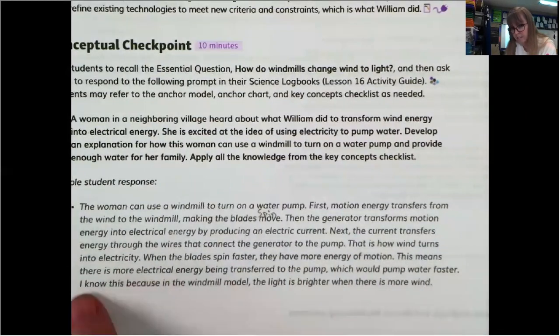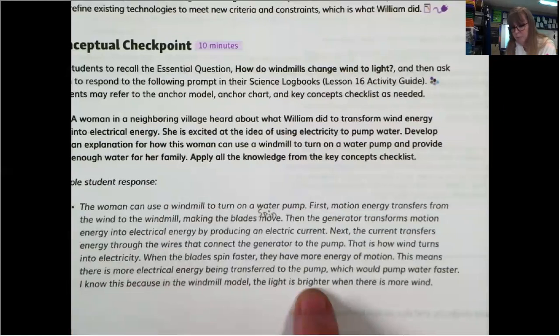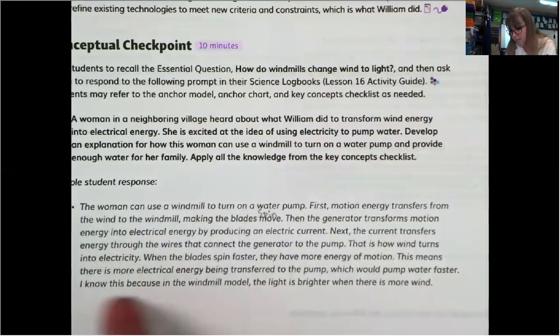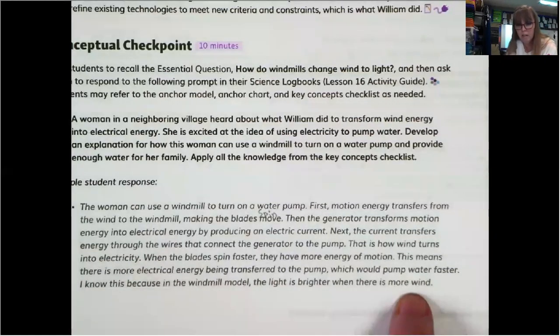I know this. This is giving evidence because in the windmill model, the light is brighter when there is more wind. This is giving evidence that we have collected since November. This is giving evidence. Got it? You give me evidence like this. I know this because in the windmill model, the light is brighter when there is more wind, and your dear old teacher might actually give you a bonus point.